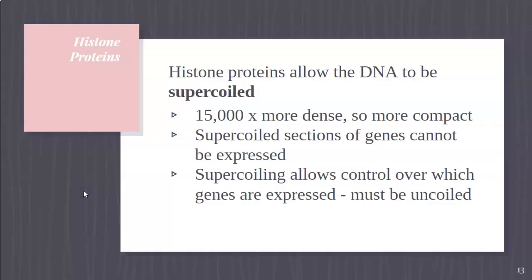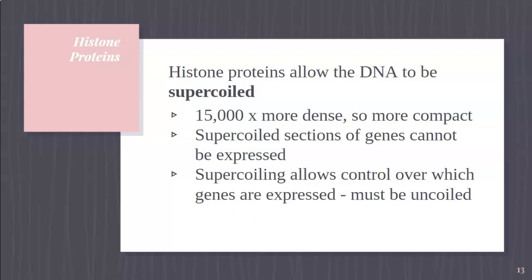So again, histone proteins allow the DNA to be supercoiled. It's 15,000 times more dense, so it's so compact. Think about how many cells you have in your body, and every single one of those cells has your DNA in it. That DNA has to be so compact to fit in there. But when you are supercoiling DNA, these supercoiled sections can't be expressed because they're basically hidden away.